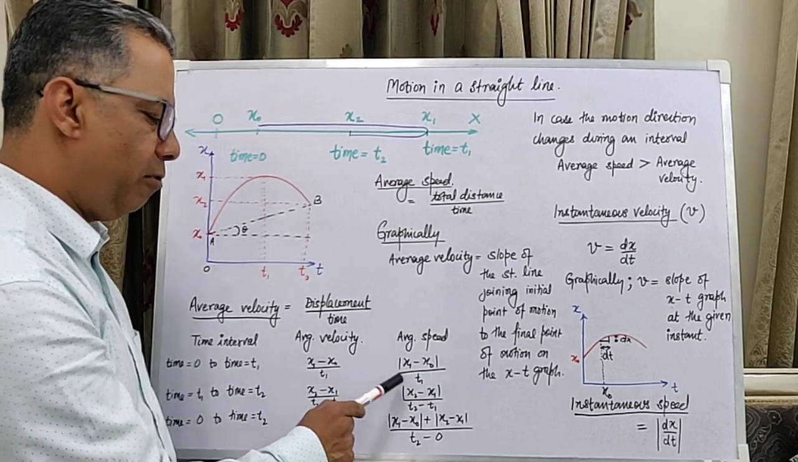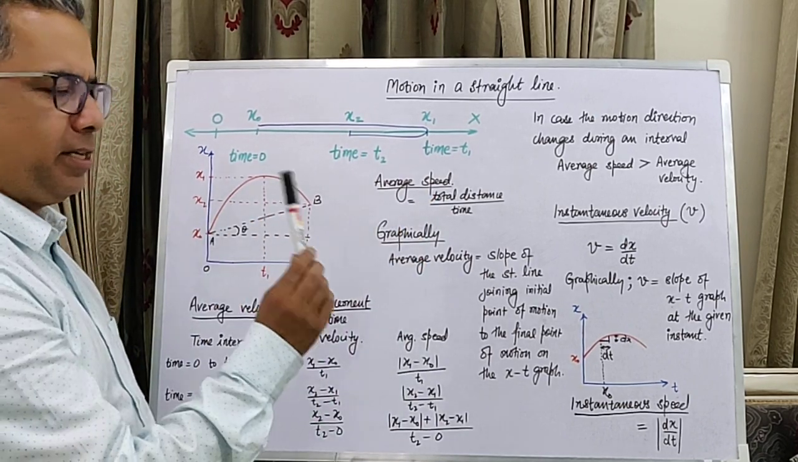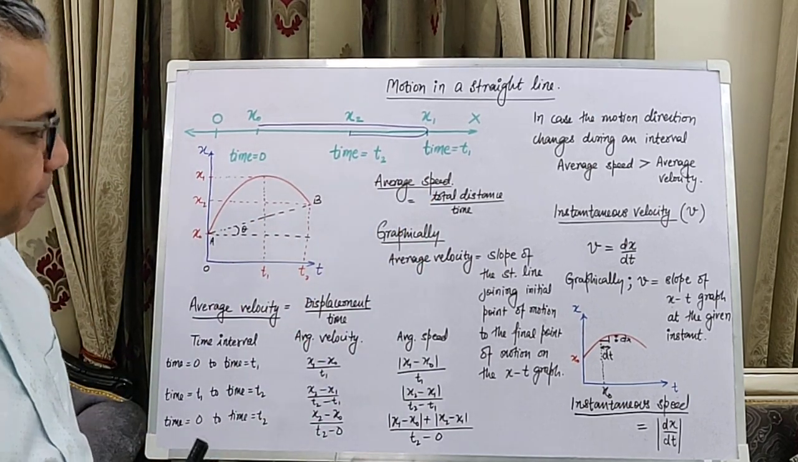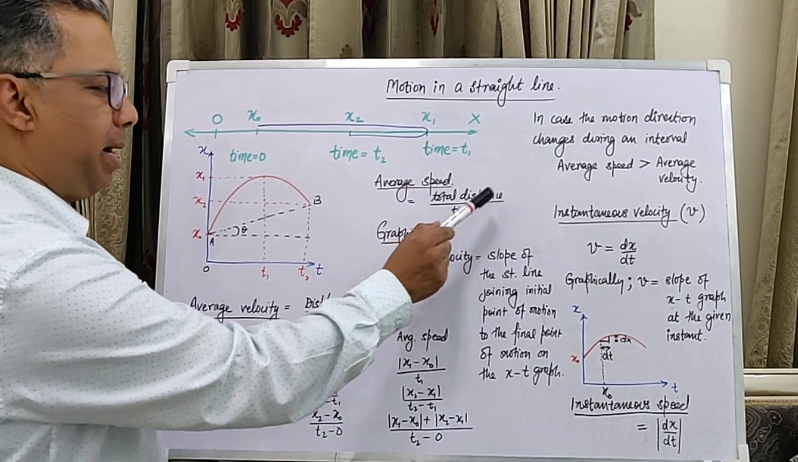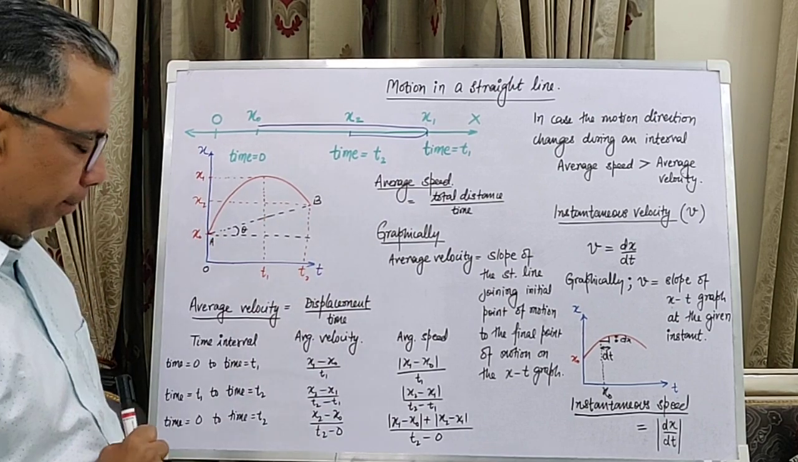There is no meaning of direction here. Average speed is a scalar quantity, does not have a direction. It's a scalar by a scalar, so it's a scalar quantity.